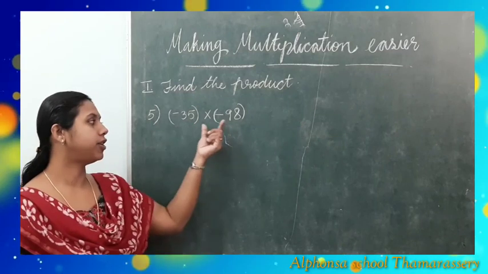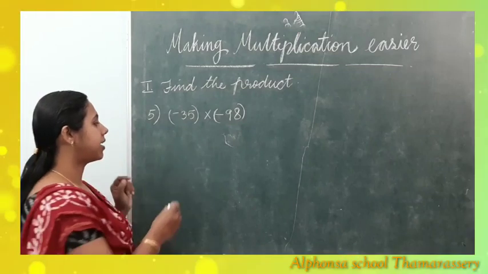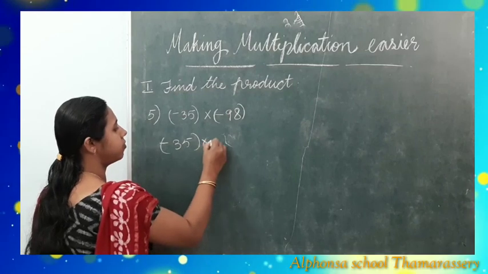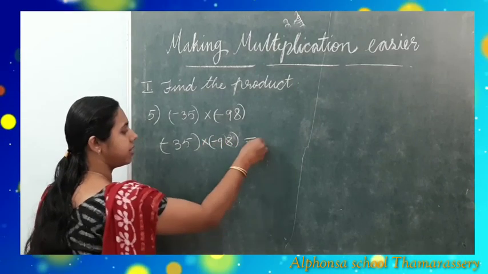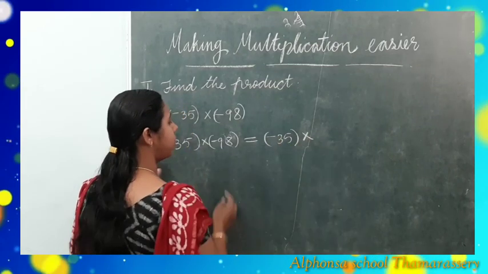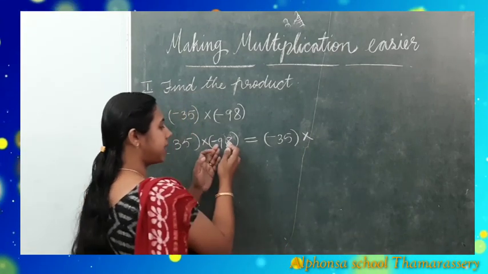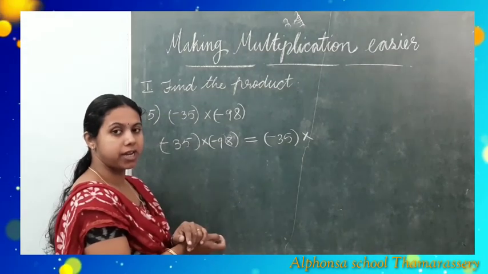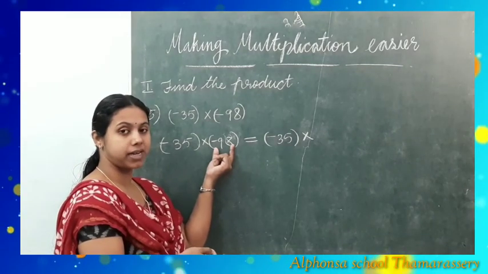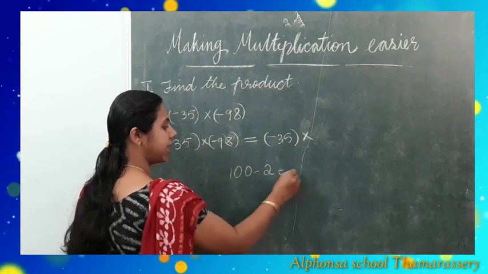Minus 35 into minus 98. We can write it as minus 35 into minus 98. We can split it like this: 100 minus 2. 100 minus 2 is 98. But here it is negative 98, minus 98 we want to get. So we know that 100 minus 2 is 98.